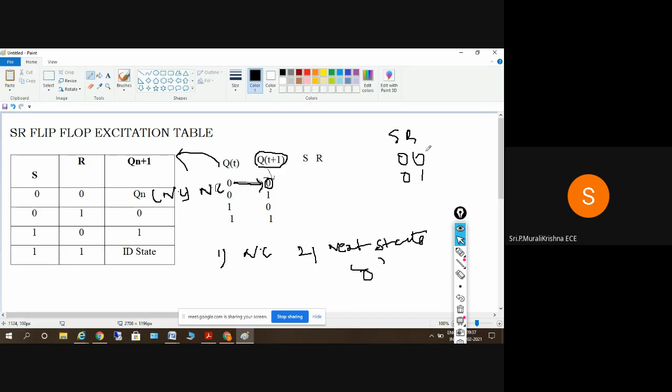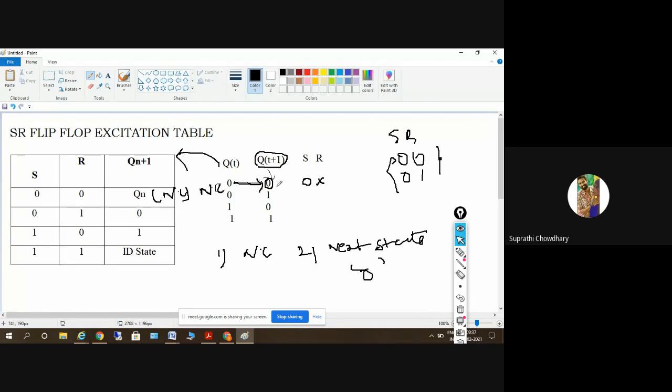Now check these S and R values. S value is 0 and R value is don't care. So R value is 0 and 1, and for this case the outputs are S and R equal to 0 and don't care for the 0 to 0 state here. Clear?